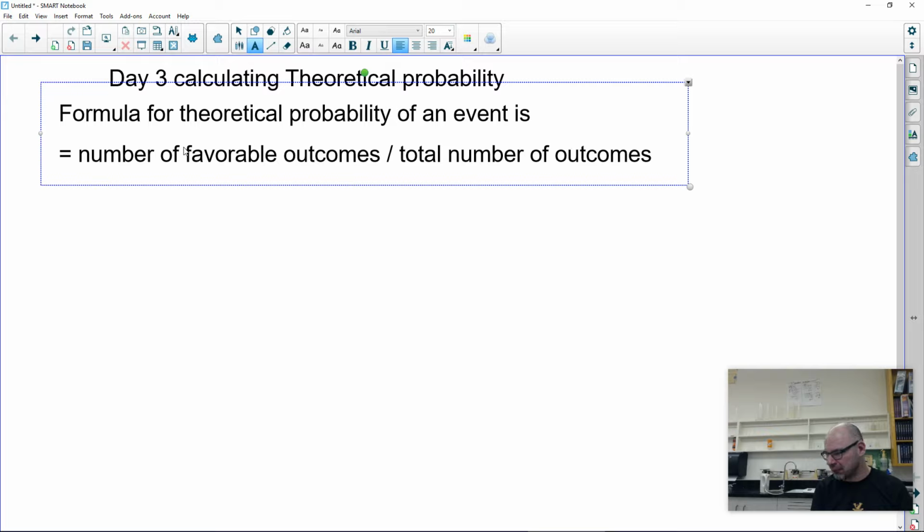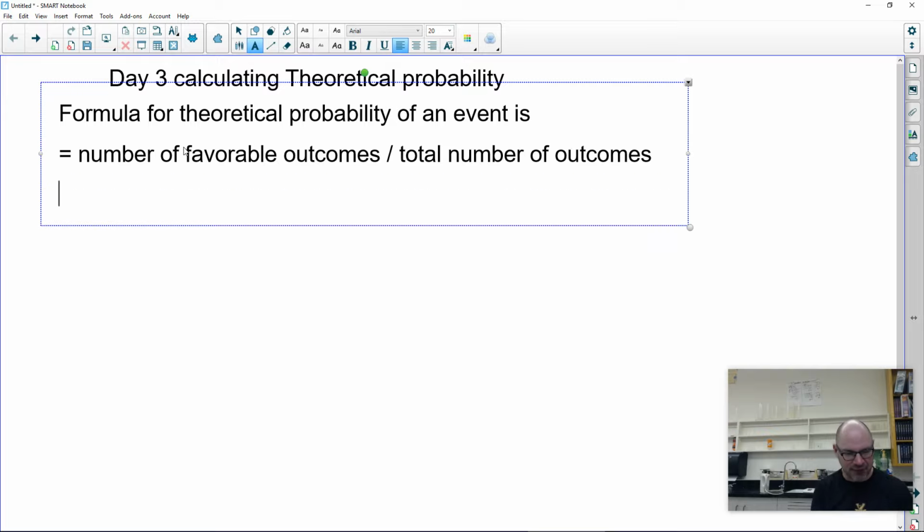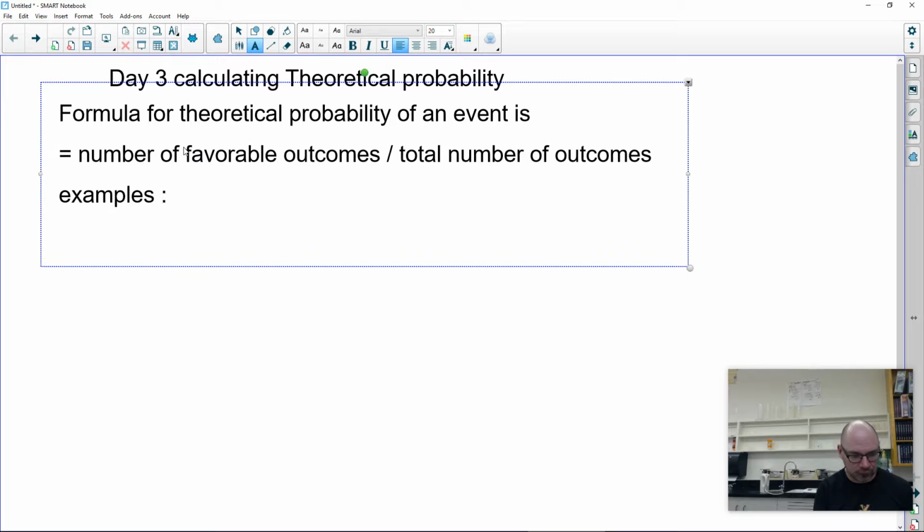And it'll give you a decimal number. You can express it as a fraction. You can express it as a percentage. So let's look at some real examples here. Rolling a die.